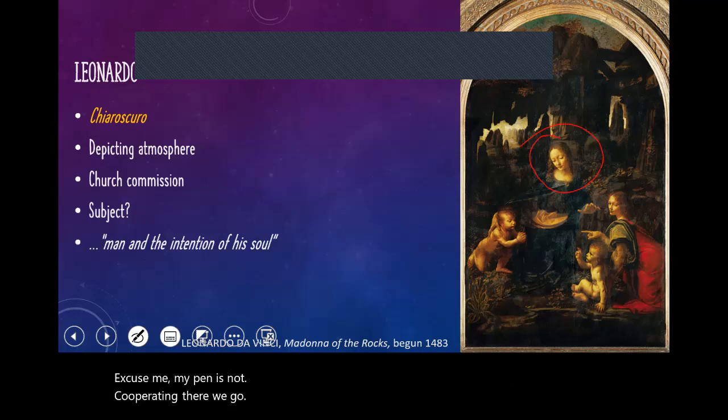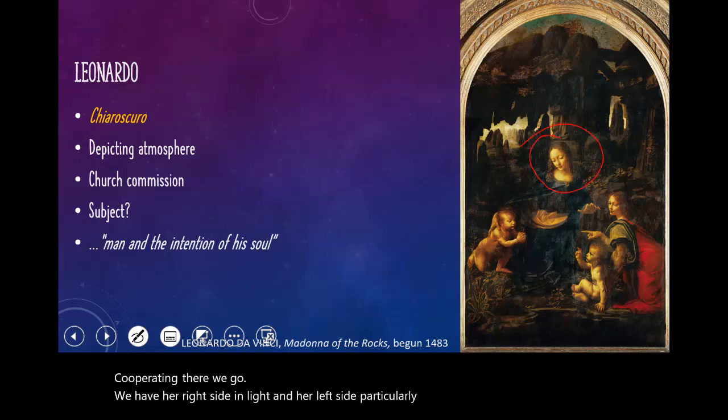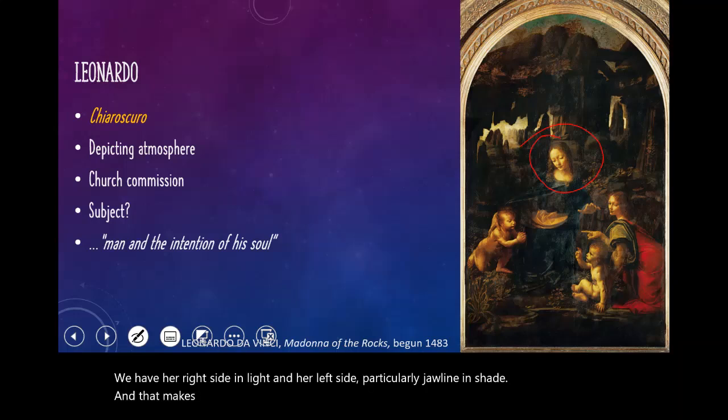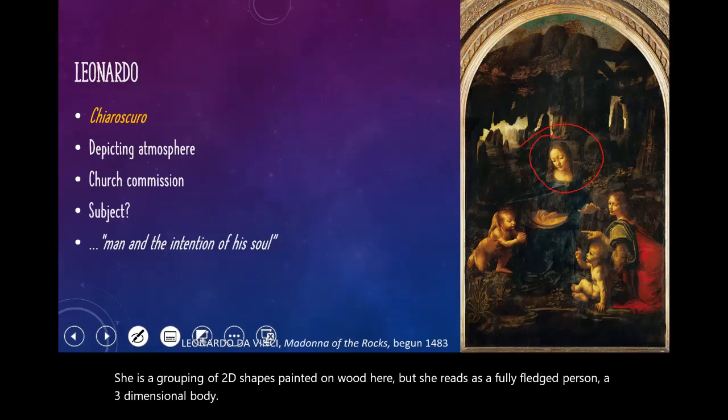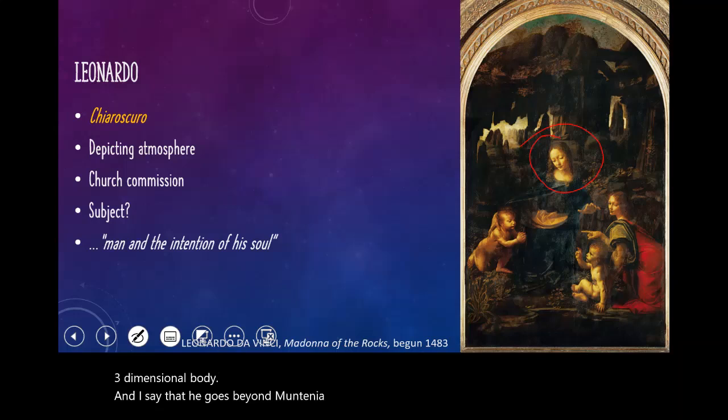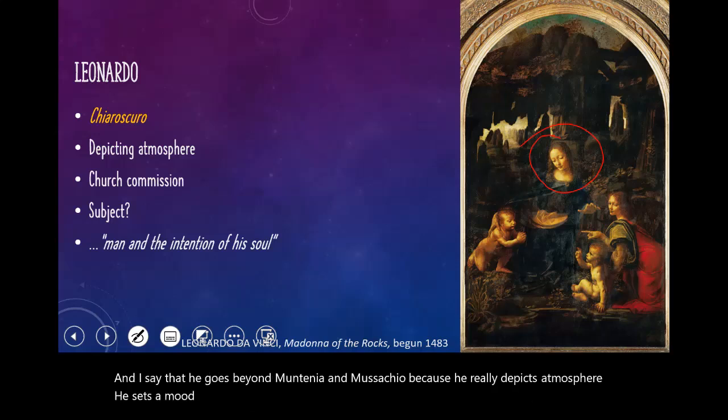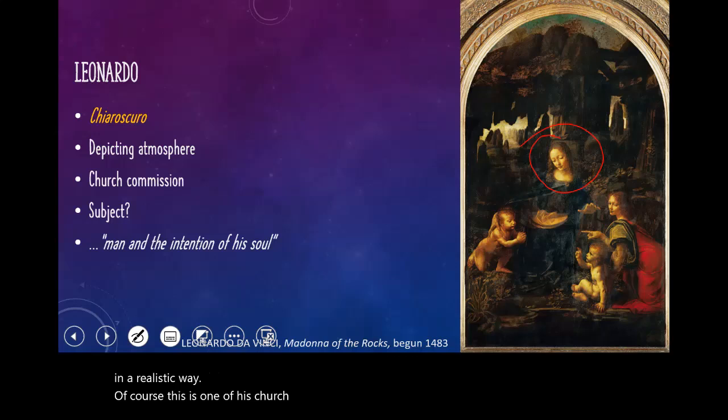We have her right side in light and her left side, particularly the jawline, in shade. And that makes us believe, that helps us cross that uncanny valley of she is a grouping of 2D shapes painted on wood here, but she reads as a fully fledged person, a three-dimensional body. And I say that he goes beyond Mantegna and Masaccio because he really depicts atmosphere. He sets a mood in a way that goes beyond just picking a light source and grouping your people in a realistic way.